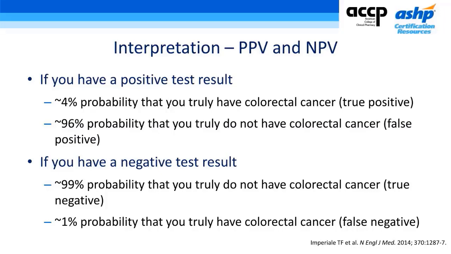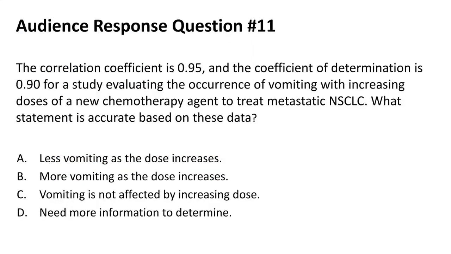And then if you have a negative test result, from this example, there's about a 99% probability, your negative predictive value, that you truly do not have colorectal cancer. So a true negative. And then about a 1% probability that you truly have colorectal cancer. So a false negative.